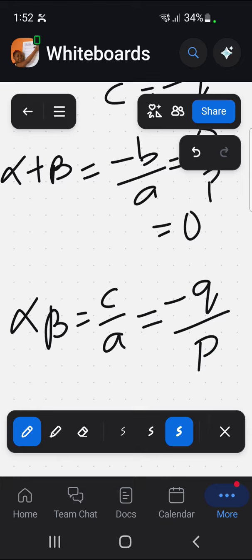A is p. So remember, c is negative q, and a is p. So the product of the roots will now be minus q over p, or negative q over p. Negative q over p, while the sum of the roots, as we found earlier, is 0.